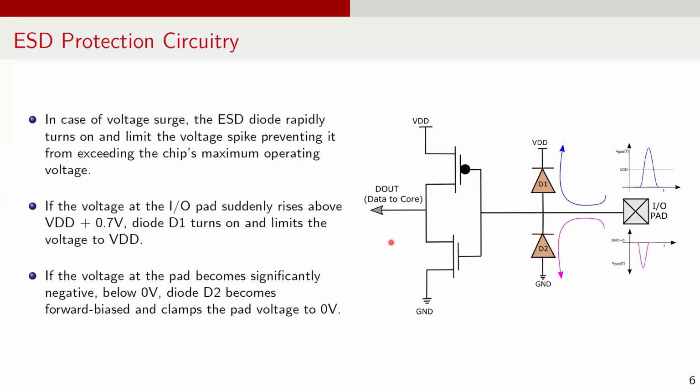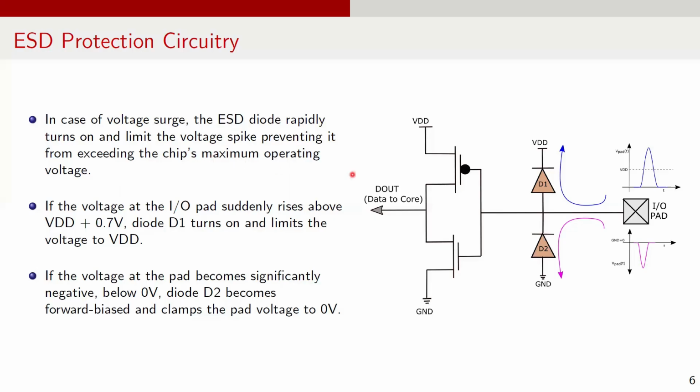Now let's talk about clamp diodes. During normal operation, these ESD protection diodes remain passive. They behave like small capacitors with very low capacitance and don't interfere with the chip's functionality. However, when an ESD event occurs, these diodes spring into action. This clamps the sudden surge to a safe level, preventing it from exceeding the chip's maximum operating voltage.